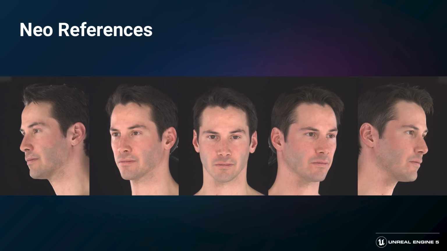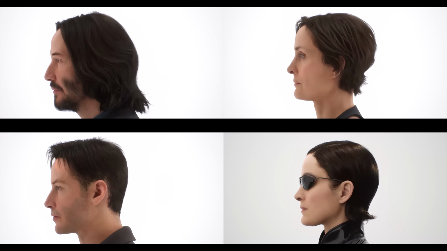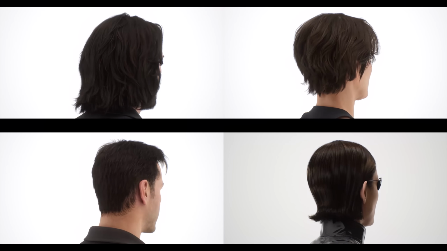Perhaps the most useful reference for Neo were the multi-camera Universal Capture clips, used on Reloaded to capture animated performances. We took a neutral frame and used the calibrated cameras to align our asset and refine his likeness. Here's the final ZBrush sculpt by senior character artist Adam Skutt. And here are the final assets, rendered in real time in engine.